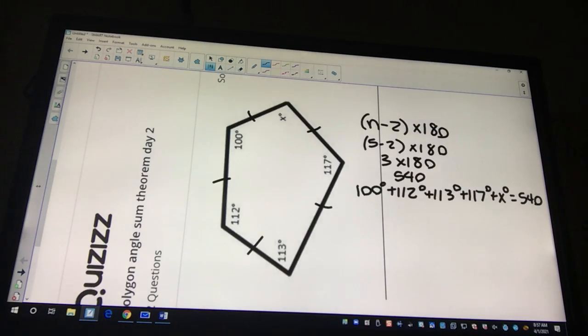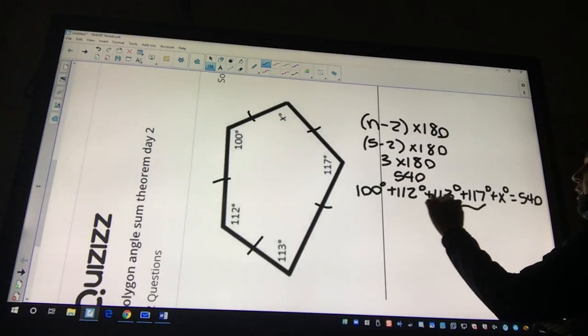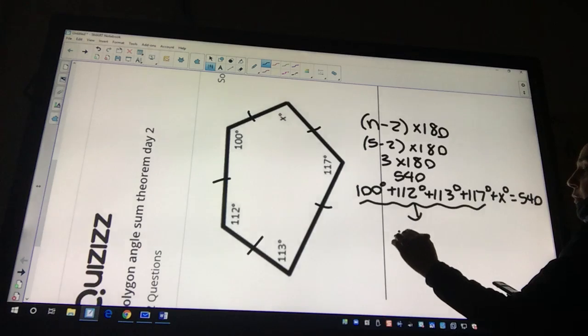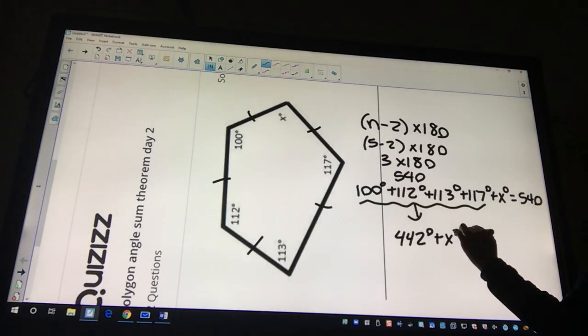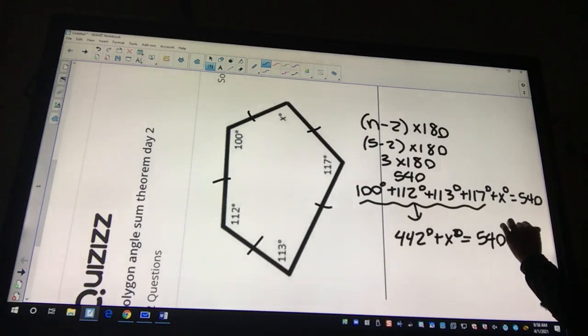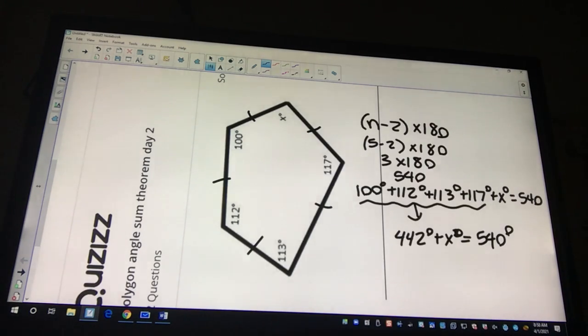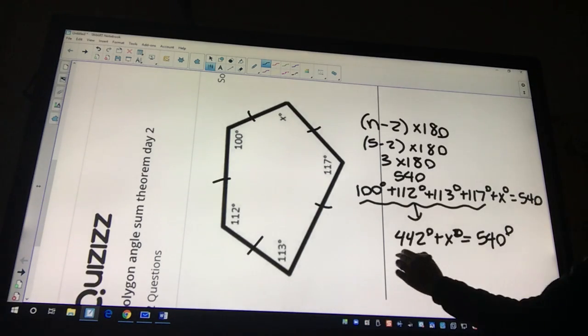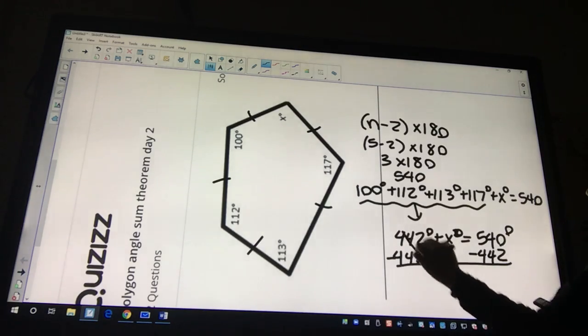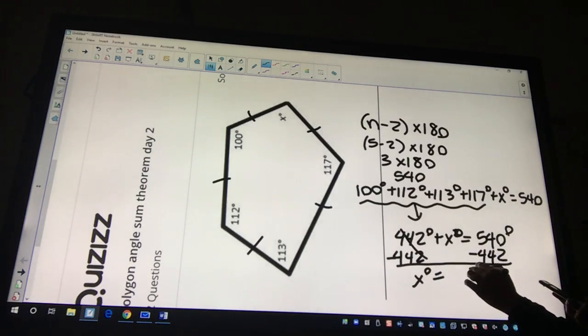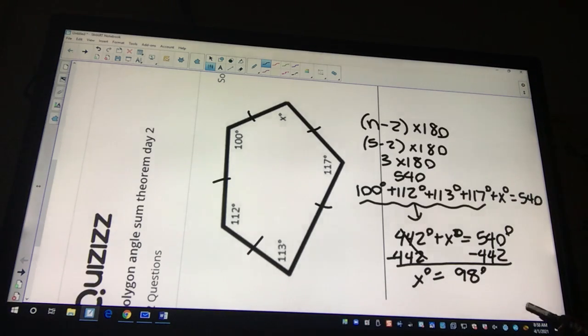Yeah, add up all the other ones. So the 100, 112, 113, 117. Okay, and so for all of these put together, you're going to get 442 degrees plus x degrees equals 540 degrees. Yep, so you're going to say minus 442, minus 442. So I got x degrees is really 98 degrees.